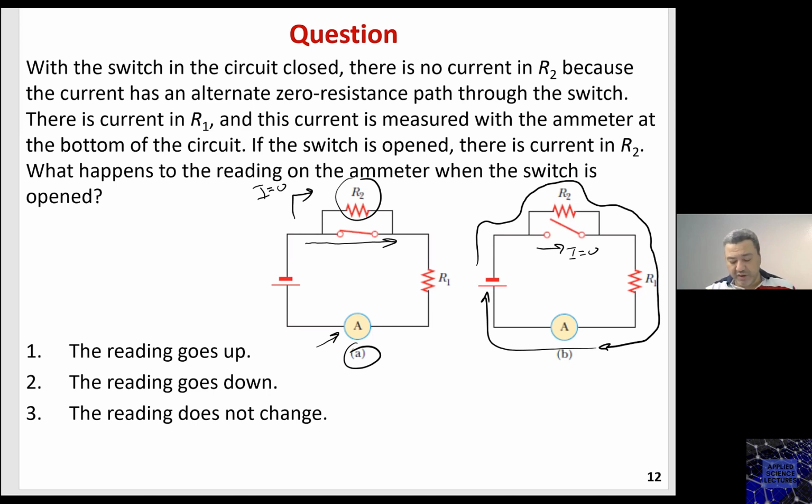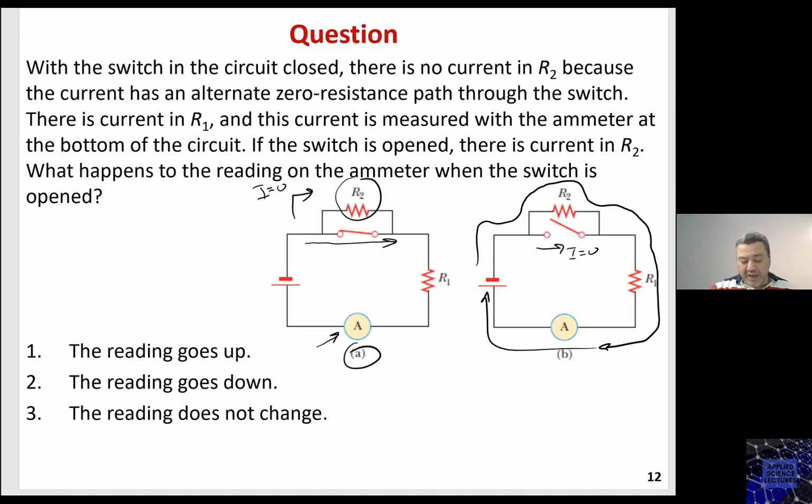So we know now the situation. We had a switch that is closed, shortening R2, and there was a reading. Now I open the switch, and the question is asking what's going to happen to this ammeter. Am I going to see the reading going up, or going down, or does the reading not change? Let's analyze the circuit.